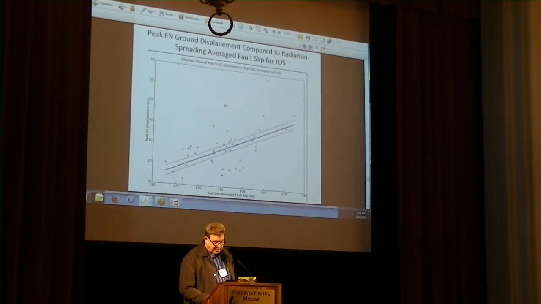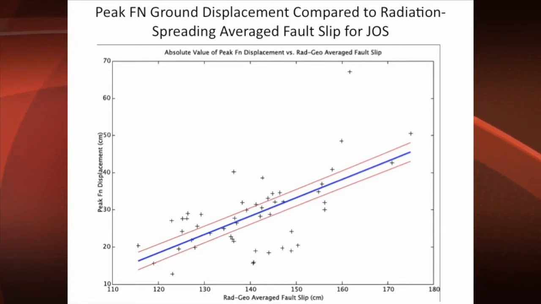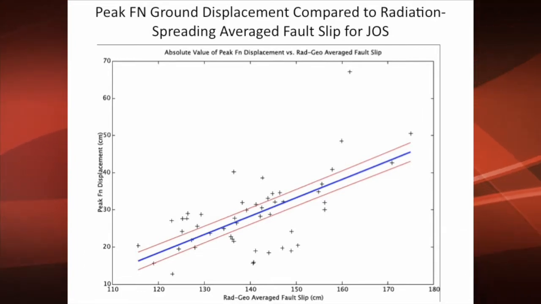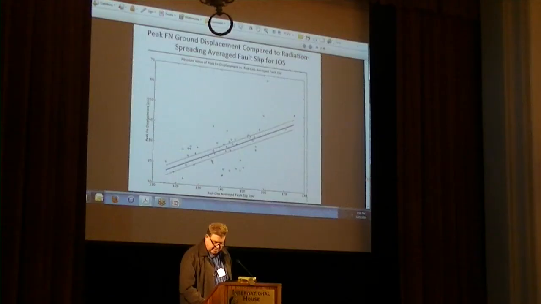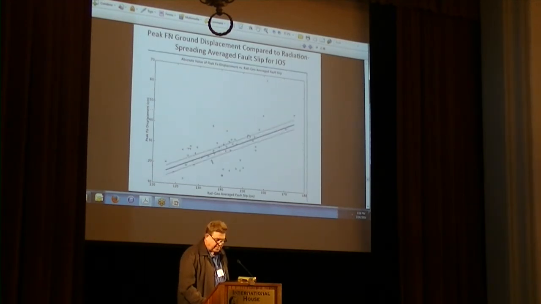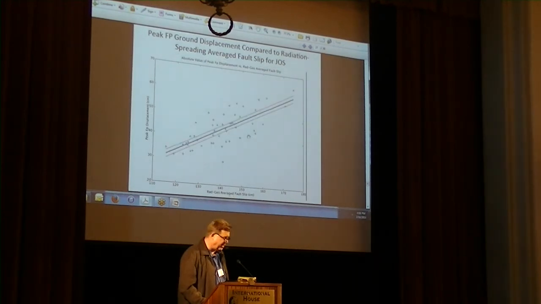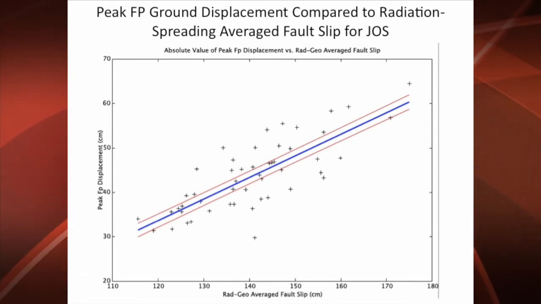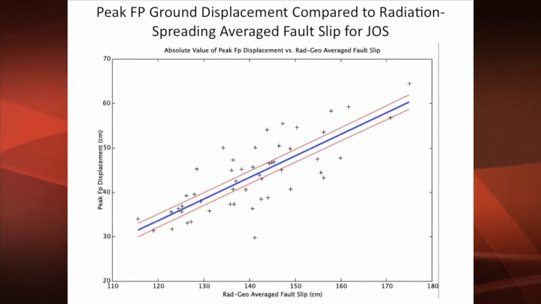Okay, so then looking at peak fault normal ground displacement, strong correlation for these with this slip measure, and fault parallel displacement. I would argue that the comparison between fault normal and fault parallel are actually very similar here. That's because there's more of a mixture due to the location of this particular site near the end of the fault.